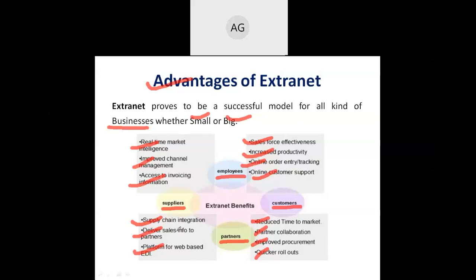So in totality, there are many benefits for these four components of the extranet. So you need to remember these benefits. Now moving to the next slide.